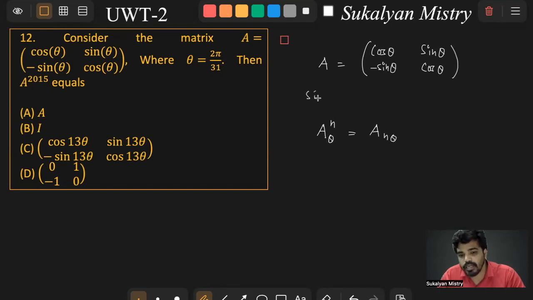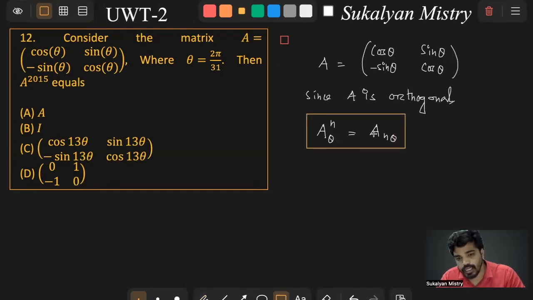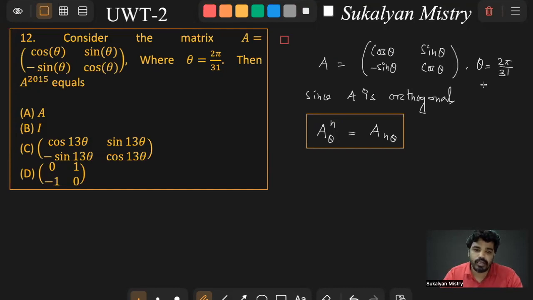Okay, so you can write here, since A is orthogonal, a theta to the power n, so that will be a n theta. That means when you take A to the power n, n just gets multiplied with theta. Okay, just apply this concept. So what is given here? Here theta is 2π/31. Right.